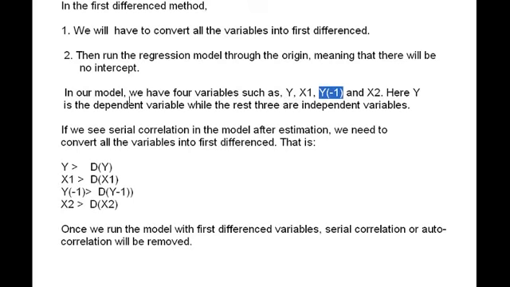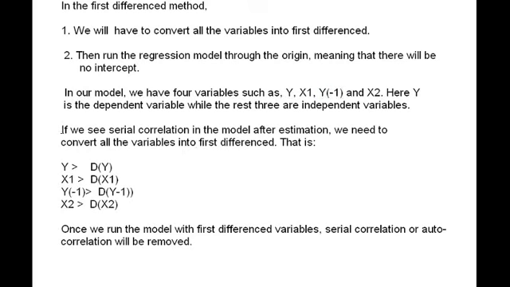Normally this type of model is called an auto-regressive model. Why is it called auto? Auto means y is regressed on y lag1. So this type of model is called an auto-regressive model, and today we shall be running an auto-regressive regression model.